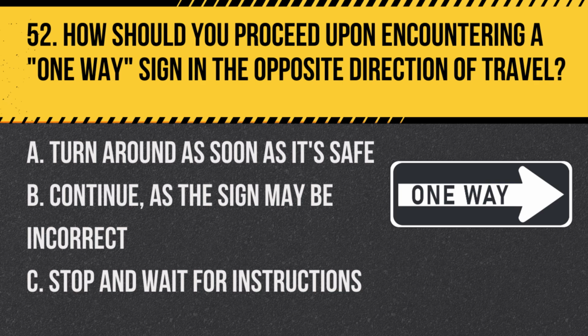A. Turn around as soon as it's safe. B. Continue, as the sign may be incorrect. C. Stop and wait for instructions. Answer: A. Turn around as soon as it's safe. Driving against the direction of a one-way sign is illegal and dangerous.